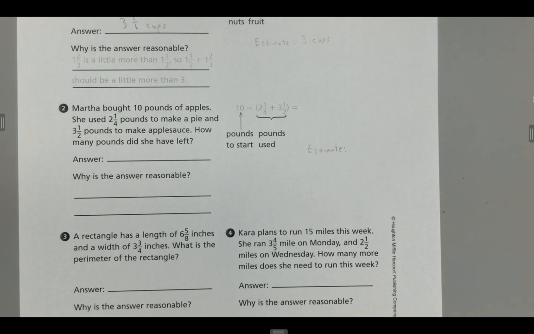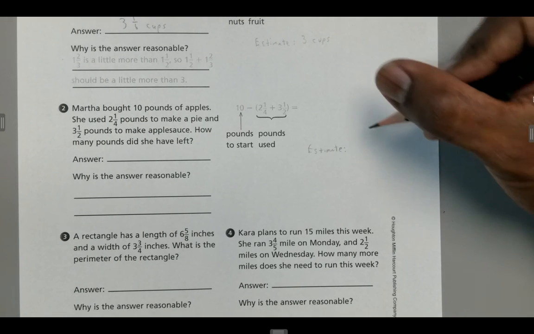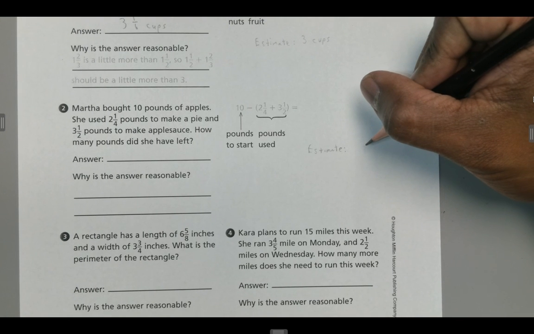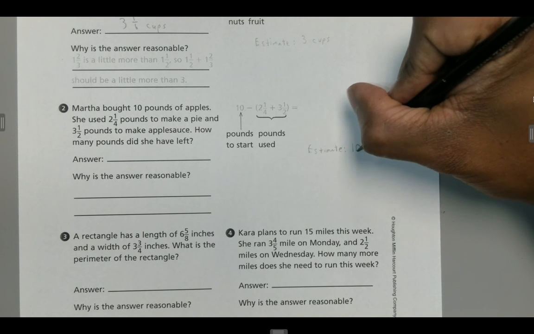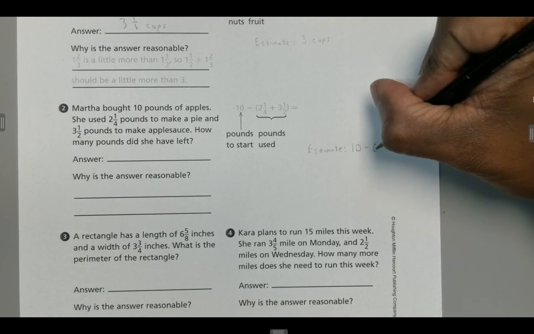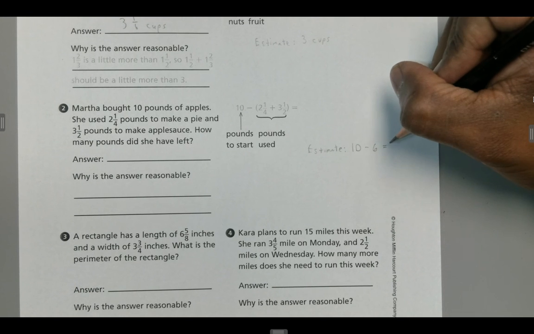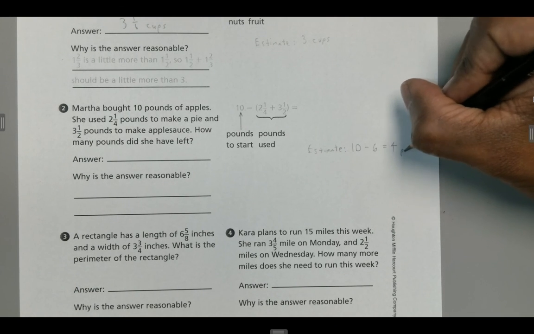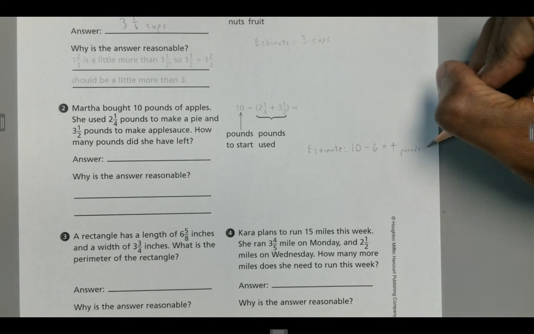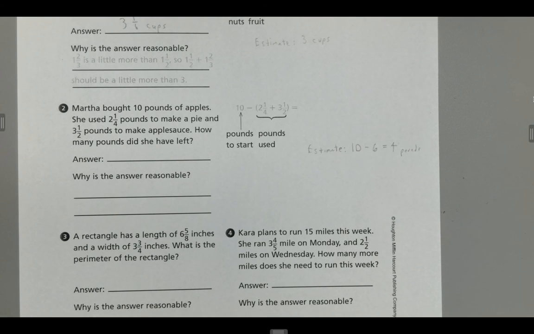well, hold on. My estimate is not 6. This is a multi-step problem. What I'm saying is that I'm estimating that she used 6 pounds to make both the pie and the applesauce, but she had 10 pounds to begin with. So my estimate is going to be 10 minus the 6 pounds or so that she used. So I'm going to estimate that there's going to be 4 pounds of apples left over. Let's see if that is true.